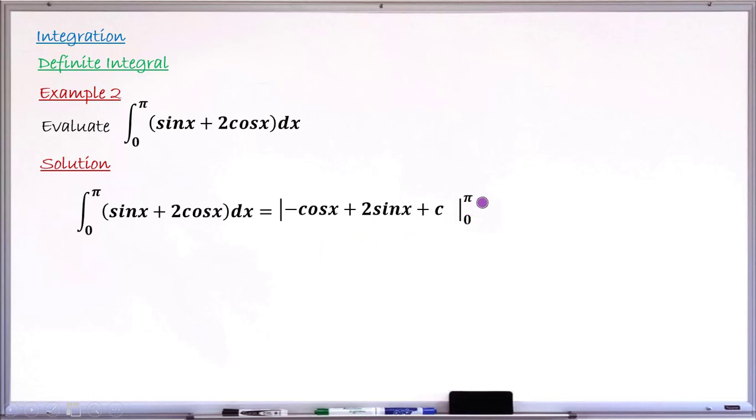So substituting x by this pi there, I'm going to have minus cos pi plus 2 sine pi. I have replaced the x in each case by pi. Pi, look at it here. Then minus, remember in the formula for definite integral, it says f of b minus f of a.